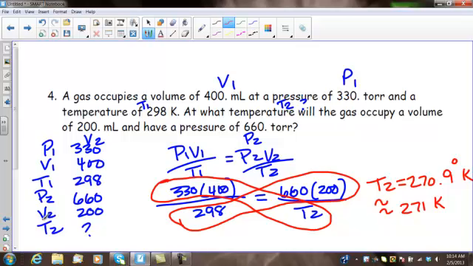And that's it. The last section that we have to cover, Lesson 8, will cover Dalton's law of partial pressure.